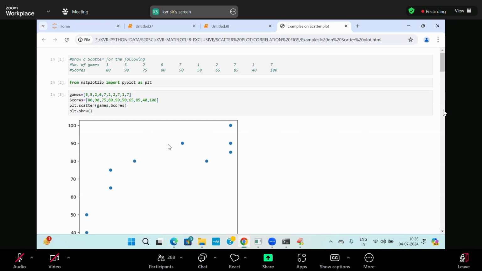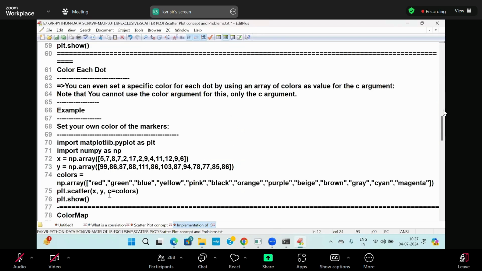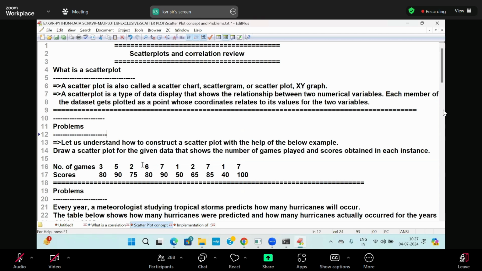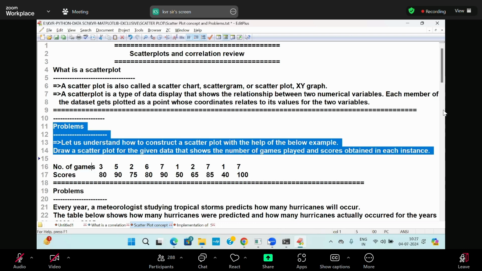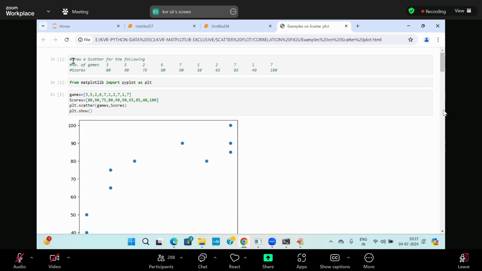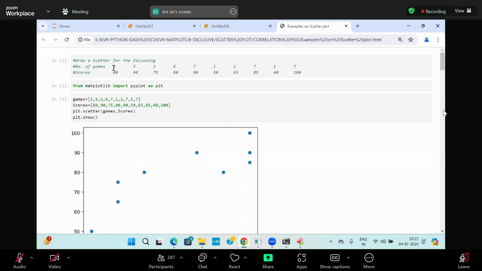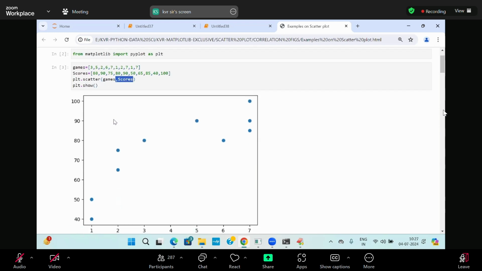Some scatter plot examples. You see these students here, these problems you have seen. Let us assume a scatter plot of number of games and scores. This problem I put as it is here. Draw the scatter plot for that. Number of games and then scores. How did I take it? Games is equal to a list of values, scores a list of values. How do I write it? plt.scatter(games, scores). Now you see that.